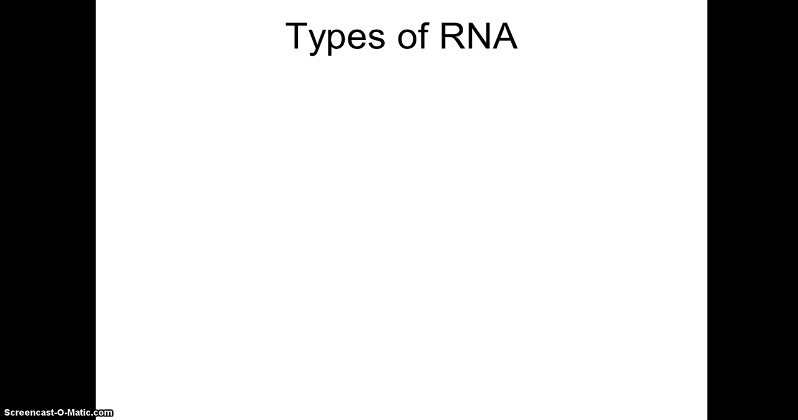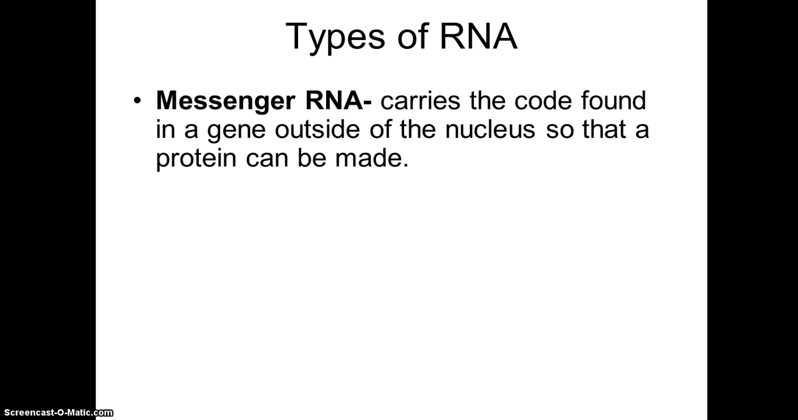I'm just going to give you a lot of information right now, and we'll work with it as we go, but there are three types of RNA, and they're named for what they do. Messenger RNA carries the code found in a gene outside of the nucleus, so that information can be used in the cytoplasm to make a protein. It carries the DNA message from the DNA in the nucleus out to the cytoplasm where the ribosomes are. That's why it has the name messenger RNA.